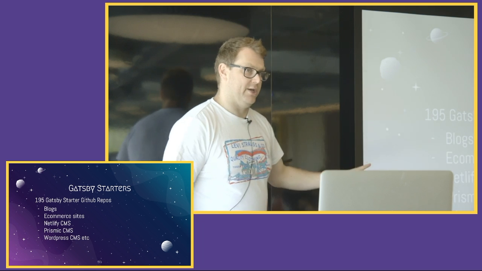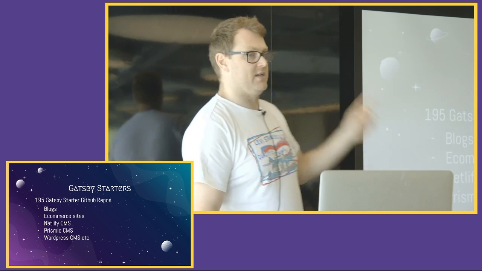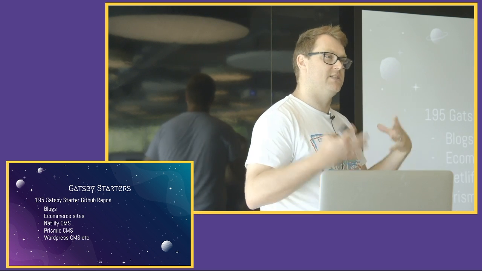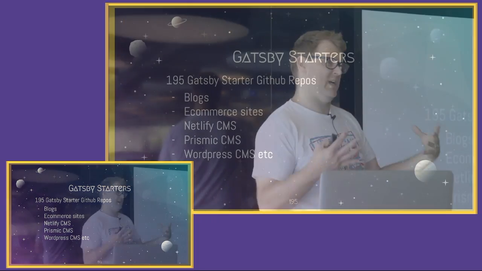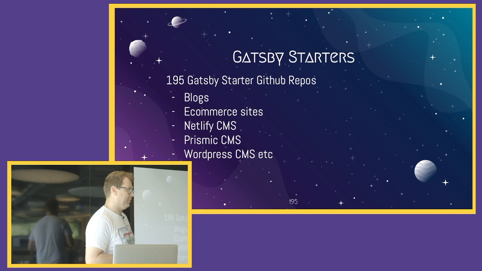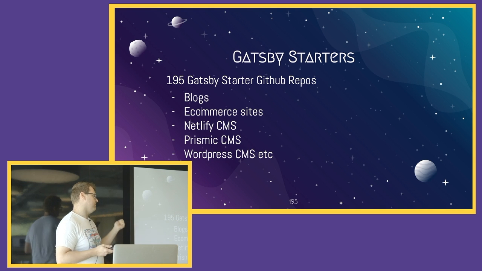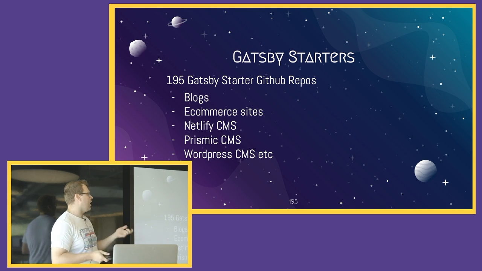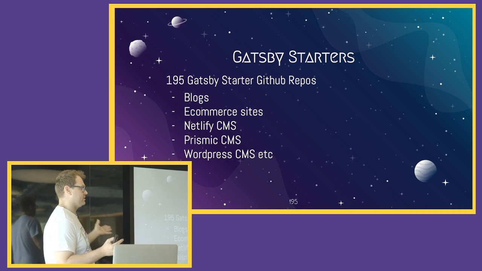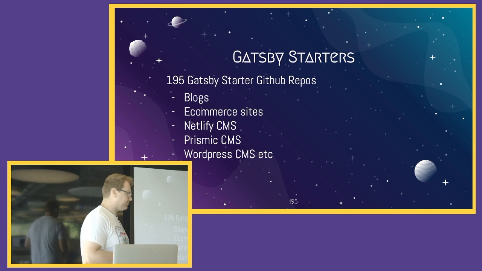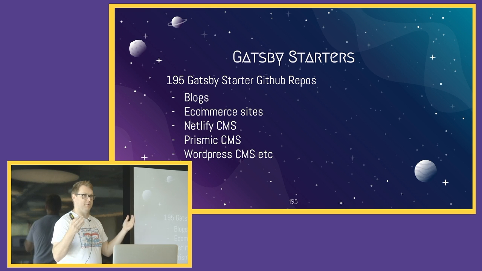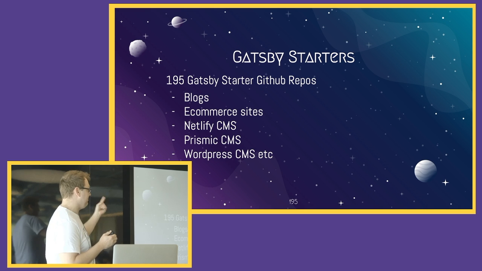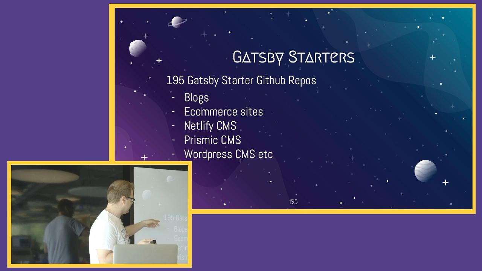Okay, so the first thing we do in Gatsby is there's things called Gatsby starters. They're little starter projects. They're kind of examples of websites to use, and you can clone those and adapt them to yourself to do whatever you want. And there's currently, I think this changed yesterday, 195 Gatsby starter projects in the Gatsby repo, and they do anything and everything to do with the website you can imagine. I'm picking the first one. This is the easiest one, blogs.